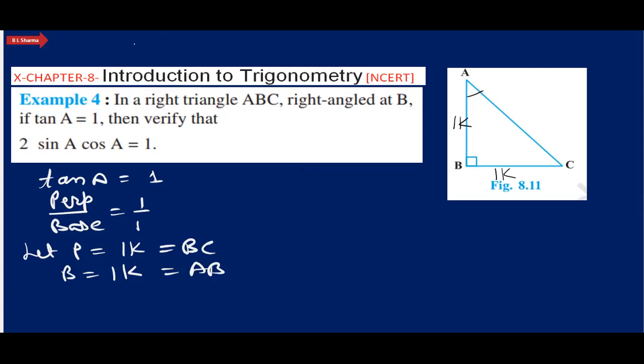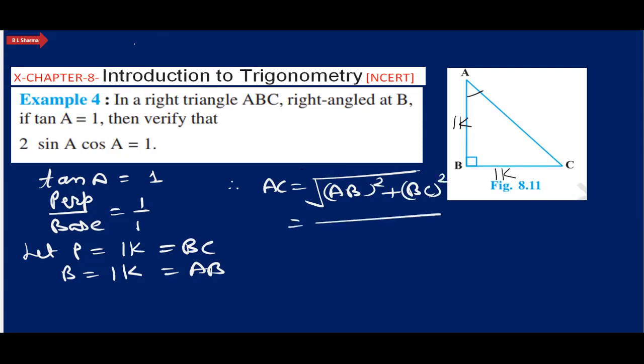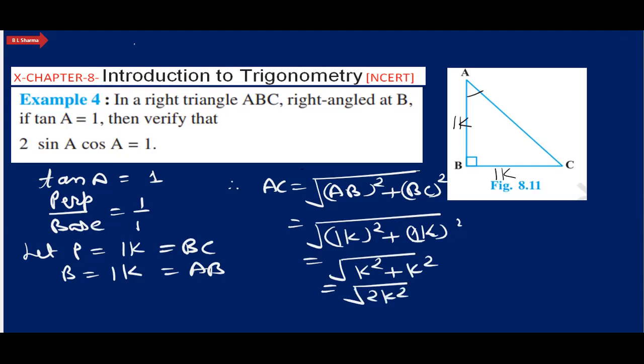But using Pythagoras theorem, we have to find out the third side. So therefore now AC, hypotenuse, is equal to AB square plus BC square using Pythagoras theorem, that is 1k square plus 1k whole square, that is k square plus k square, that is 2k square, so we can say root 2 into k.